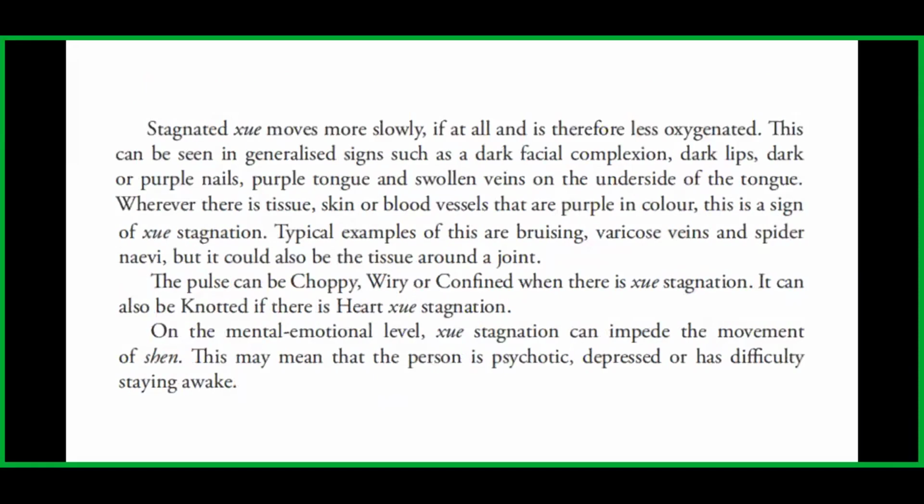This can be seen in generalized signs such as a dark facial complexion, dark lips, dark or purple nails, purple tongue, and swollen veins on the underside of the tongue. Wherever there is tissue, skin, or blood vessels that are purple in color, this is a sign of blood stagnation. Typical examples of this are bruising, varicose veins, and spider nevi, but it could also be the tissue around the joint. The pulse can be choppy, wiry, or confined where there is blood stagnation. It can also be knotted if there is heat blood stagnation.